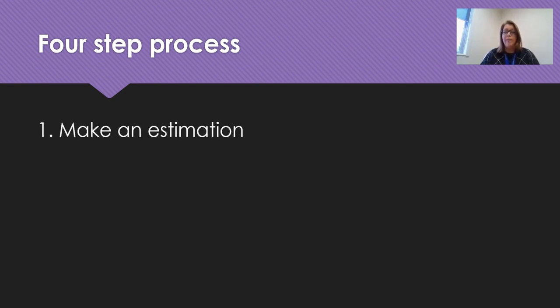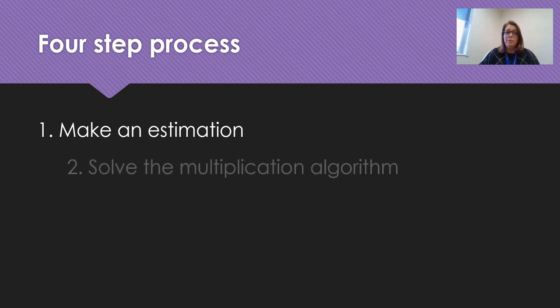The first step is to make an estimation. When we are looking at our equation, we would make an estimation by normally removing the decimal points or rounding to the nearest whole number and asking, what would it be if I was doing the whole number by the whole number? That will give us a good idea that our answer is going to be close to whatever the estimation is. So that's step number 1.